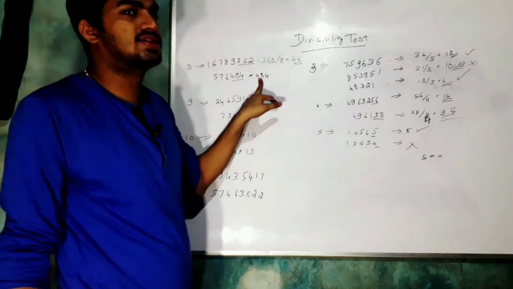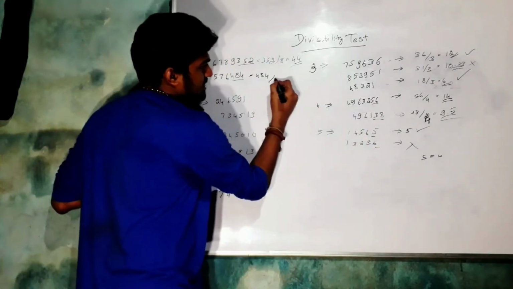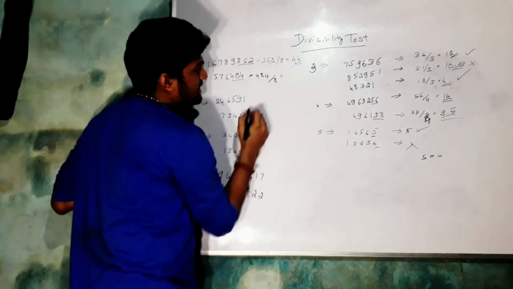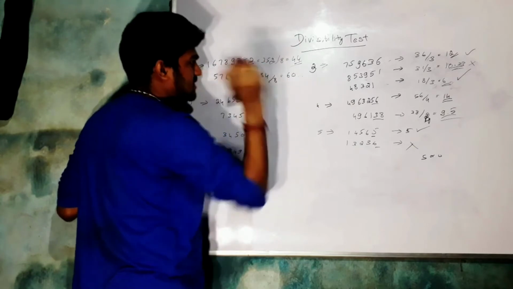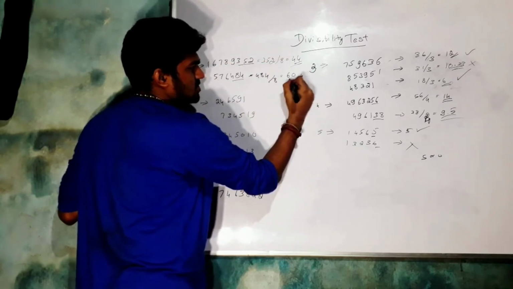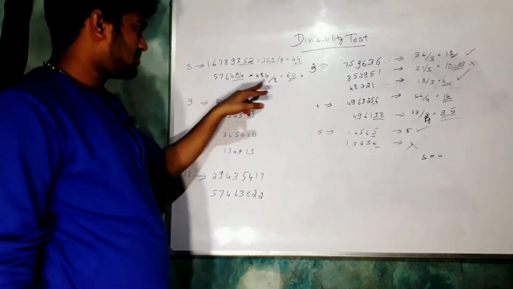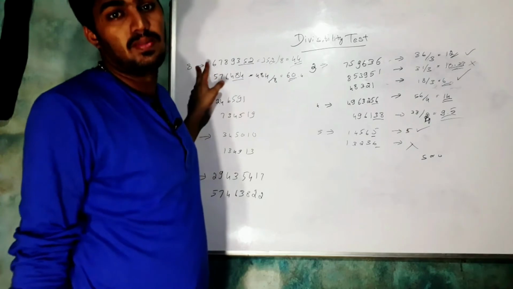Let's take another number. 576484. The last 3 digits are 484. Is it divisible by 8? Dividing, we get 60 point something, maybe 4 or something. So it will give a fractional number. That means it's not divisible by 8.